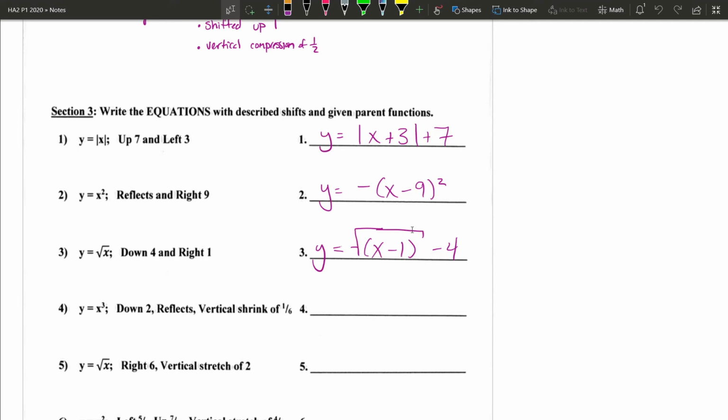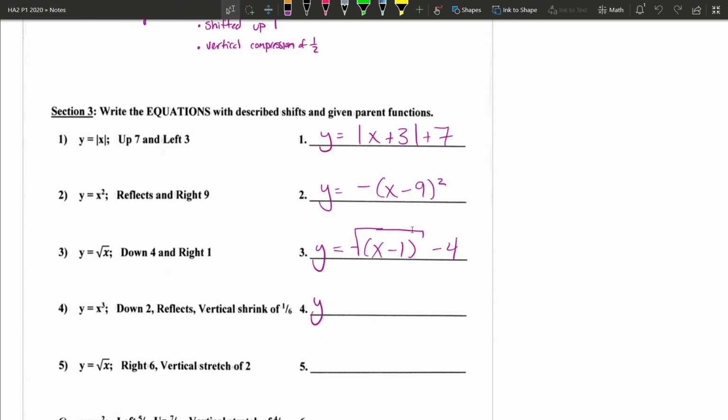Holy Christmas! Look at number 4. Down 2, reflects, vertical shrink of 1/6. When I do these, and it's got a vertical shrink, so it's going to be a fractional value, right? When I'm doing these, I like to make it the fraction in front. You can do it with the fraction on the bottom. It's just mentally, I like to see it as a and then x minus h and then k, because that's how my brain works. But you don't have to do it that way if you don't want to.